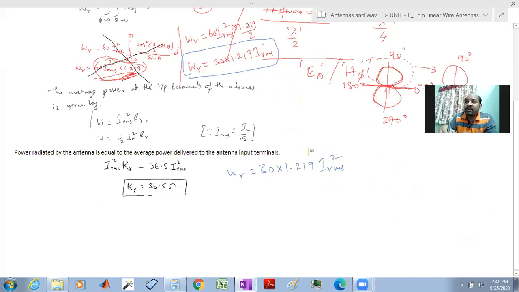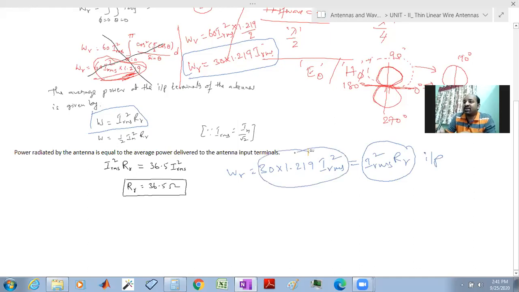And what is the power at the input terminals of the antenna? It is IRMS square RR. We know that the power radiated by the antenna should be equal to the power at the input terminals of the antenna. So this is the power at the input terminals, and this is the power radiated by the antenna, that means the output of the transmitting antenna. This is input and this is output. So the power radiated should be equal to the power at the input terminals of the antenna.